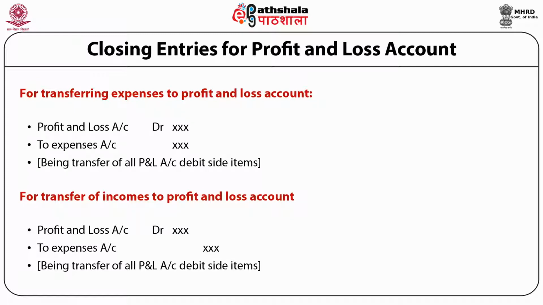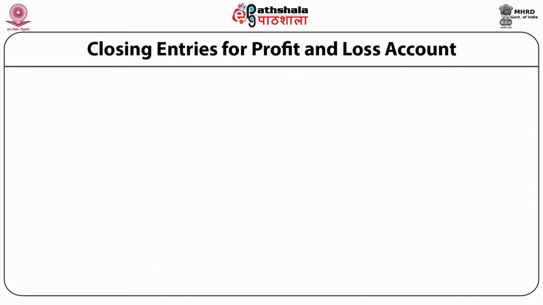As incomes are shown on the credit side of the profit and loss account, that's why the entry is incomes account debited to profit and loss account. The balancing figure of the profit and loss account will be net profit or net loss.